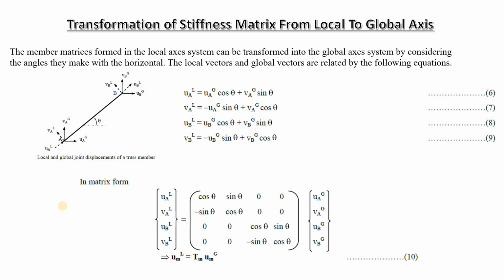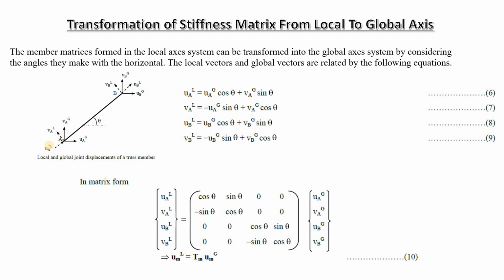Okay, now we're going to be transforming the stiffness metrics that we found from local axis to global axis. So at first let me just take a pen. Here we have the transformation right over here. We have UA of the local axis. So this is going to be transforming the global axis.